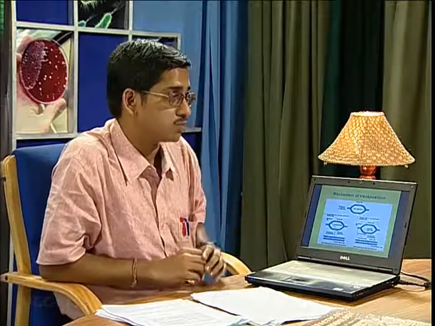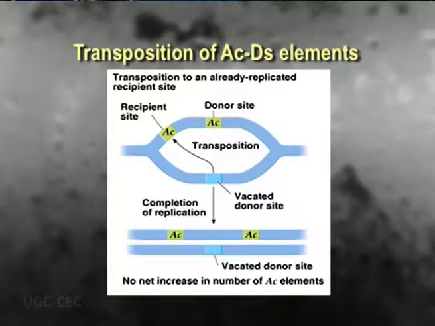Coming to the mechanism of transposition, you can see that this is a donor site of the Ac. Because of its transposase activity, this donor DNA is now cut. It goes to the target site and makes a staggered cut at the target site. It sits in the target site and then utilizes the host DNA repair mechanism to seal the gaps. And this happens even for the Ds elements, but with the help of the Ac.